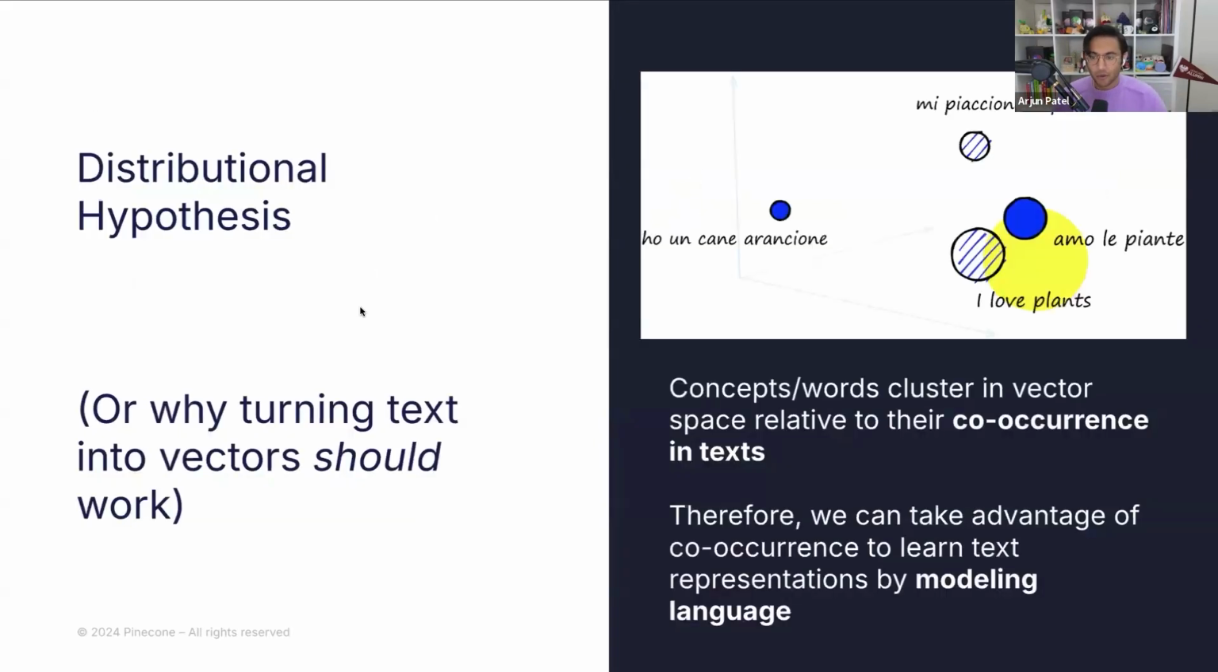Well, before we get into how these models work, I want to present this idea from natural language processing that really helps me understand why we're able to do this, really helps motivate the reasons why these models work so well. There's this idea from natural language processing called the distributional hypothesis. And what this hypothesis says is that we can learn about the meaning of words and concepts based on how they co-occur inside texts.